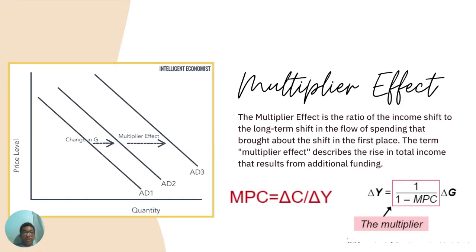We have the multiplier effect. The multiplier effect is the ratio of the income shift to the long-term shift in the flow of spending that brought about the shift in the first place. The term multiplier effect describes the rise in total income that results from additional funding. When the government adds something, the multiplier effect multiplies that, giving another slope in the curve.